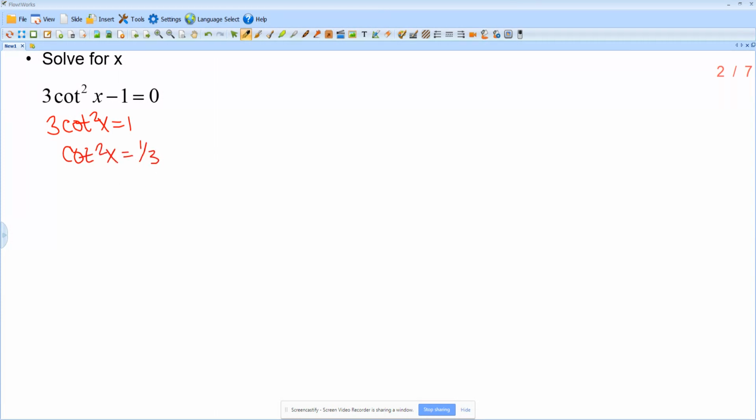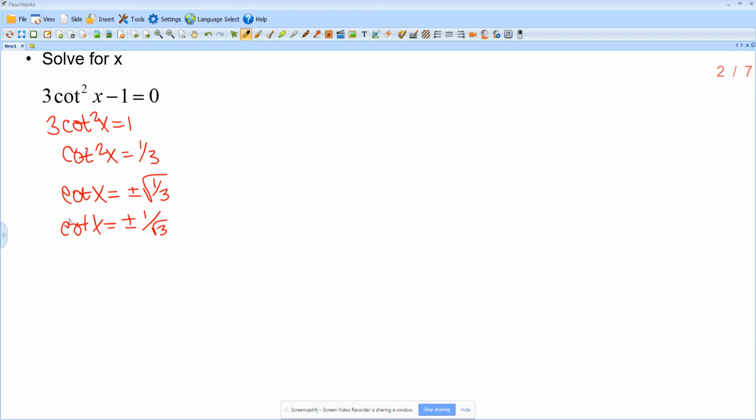Well, I don't know cotangent squareds on the unit circle, so I'm going to have to square root this. I get cotangent x equals, important thing here, if I'm going to be square rooting, this is going to give me plus or minus square root 1/3, which is cotangent x equals plus or minus 1 over square root 3. Now you might be thinking, oh, so I'm going to have to rationalize this. But no, not yet. Don't think about that yet.